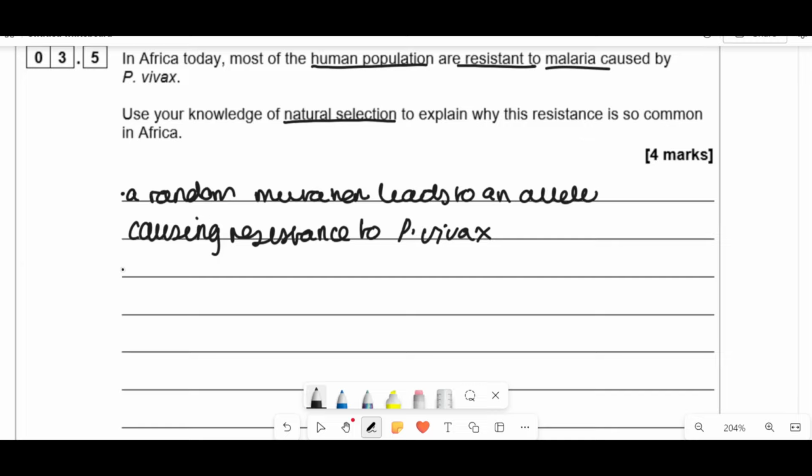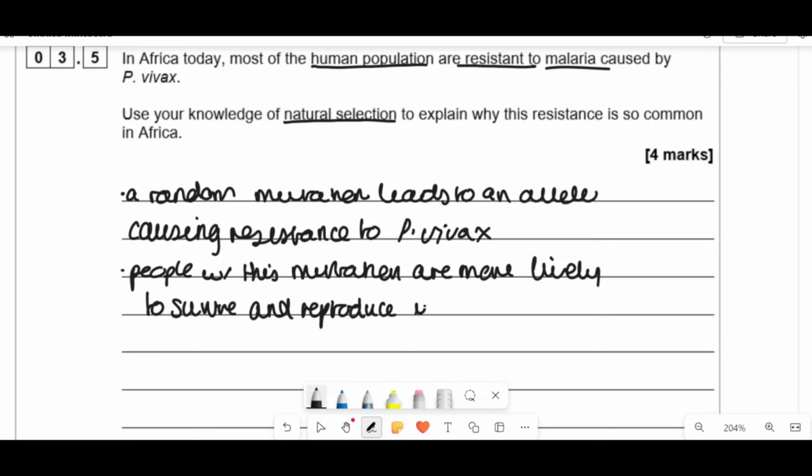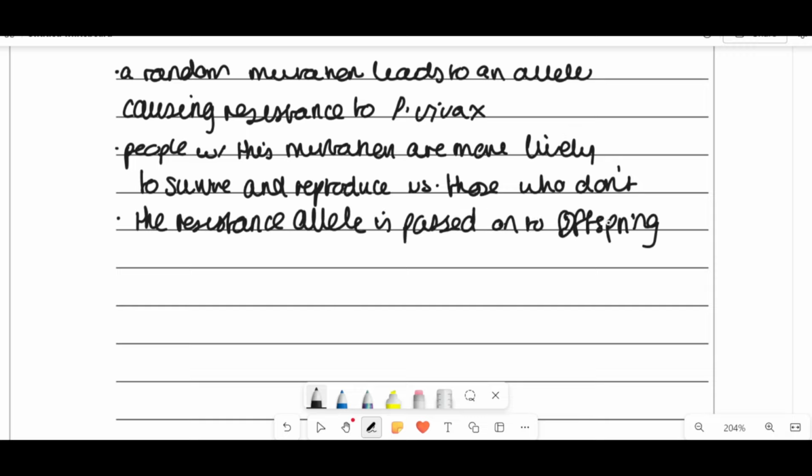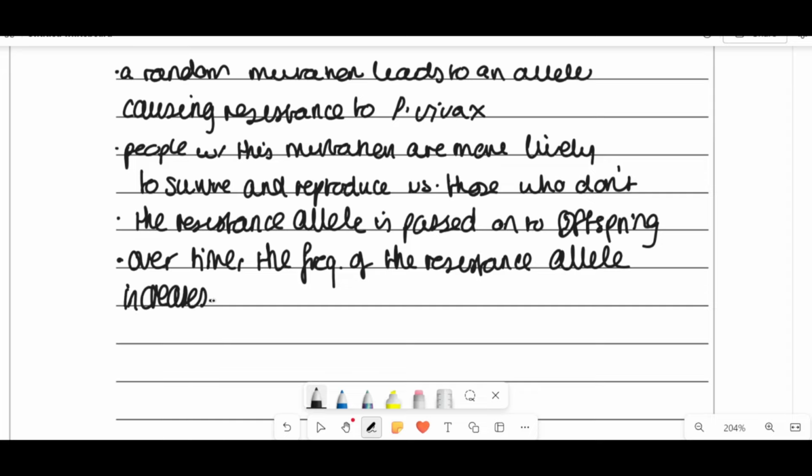So that happens. Then people with this mutation are more likely to survive and reproduce versus those who don't, because they're not going to get infected. Now, as a result, you can't just go ahead and say desired characteristic. No, what happens is the resistance allele, you've got to tailor your answer here, remember, is passed on to offspring. And then what happens over time, the frequency of the resistance allele increases. You have to tailor your answer.